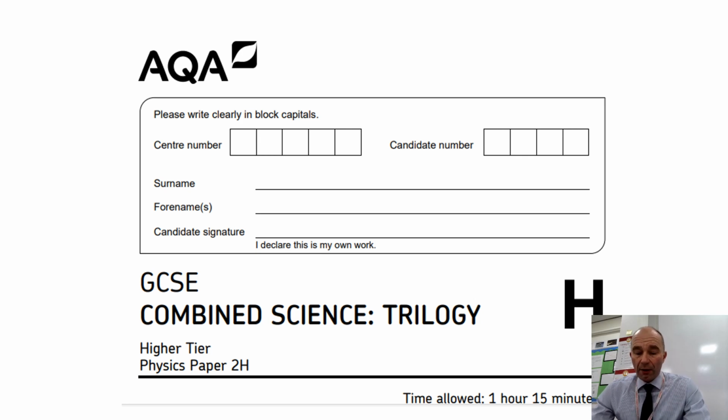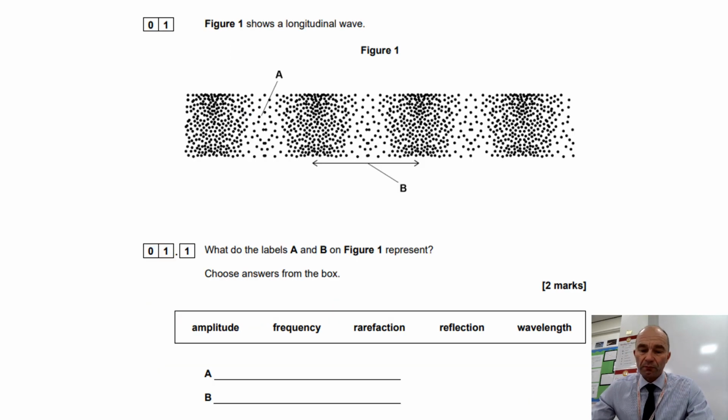Today we're going to look at the Combined Science Physics Paper 2 and the higher tier paper. First question is all about waves, and we're looking at a longitudinal wave. This question is nice to you because it's giving you the choices of what to look at. Here this could be something like a sound wave. You need to identify A and B.